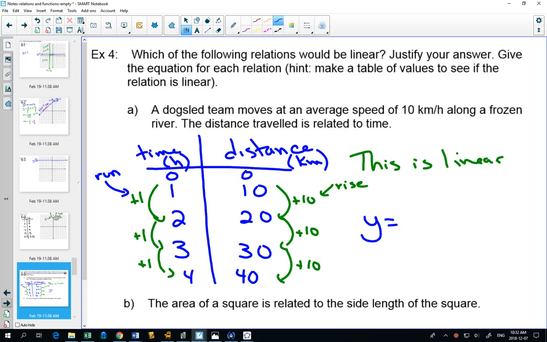My slope, since this is a line, it has to go y equals mx plus b. My slope is rise over run. My b is my y-intercept or my initial amount. When time is 0, my initial amount is 0. So you wouldn't have to write plus 0, but you can just to help it stay there. Can you see that that formula works nicely? When x is 4, is y 40? Yes, it is.